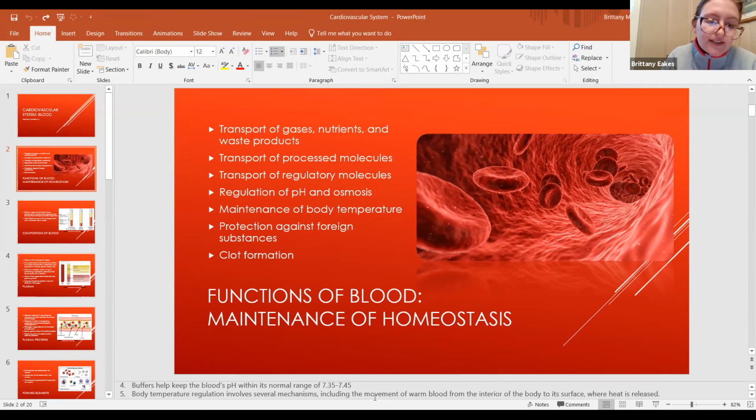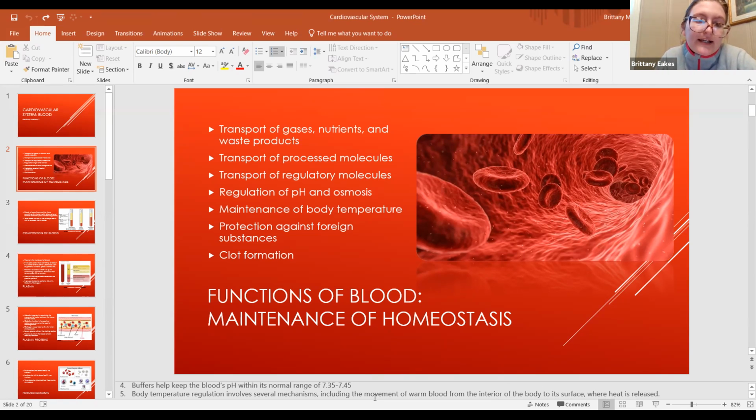We have buffers in our blood that keep the blood pH in the normal range of 7.35 to 7.45. So almost neutral, just slightly basic. Most of our body processes happen at a slightly basic level.